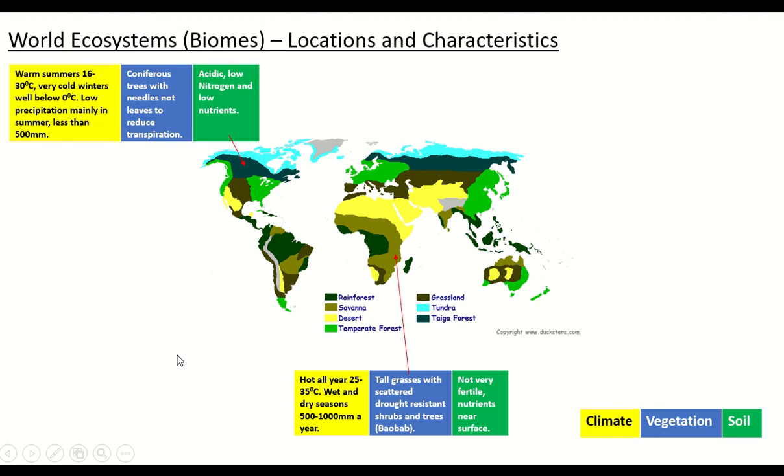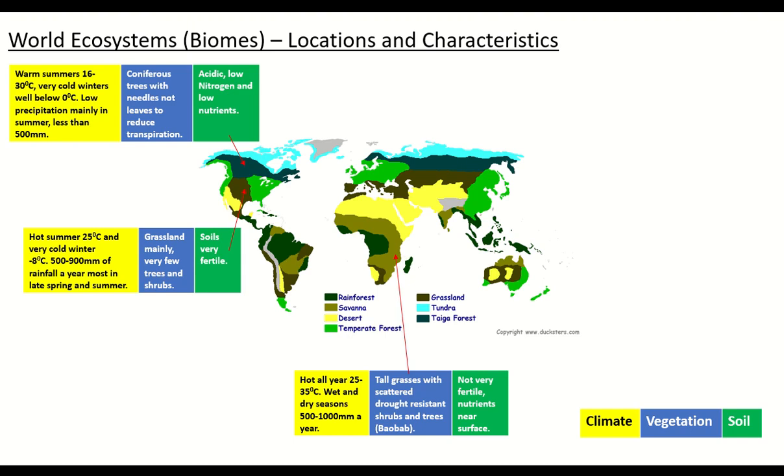So the next biome is the boreal forest, or the taiga, and this is where you'd find quite warm summers between 16 and 30 degrees Celsius, but the winters are incredibly cold with very frozen soil. They don't have much in the way of precipitation, mainly in the summer, and it tends to be less than 500 millimetres. In terms of the vegetation, it's largely coniferous trees, so think Christmas trees. They've got needles rather than leaves, and that means that having less water doesn't matter quite so much because they're not losing so much of it. The soils themselves are quite acidic, low in nitrogen, and they do not have many nutrients.